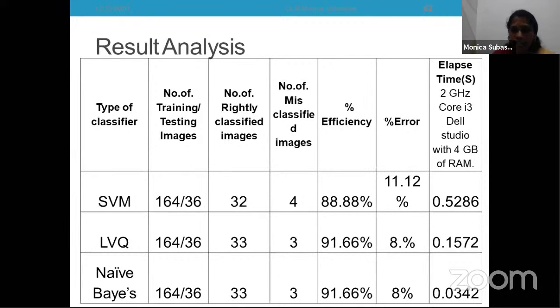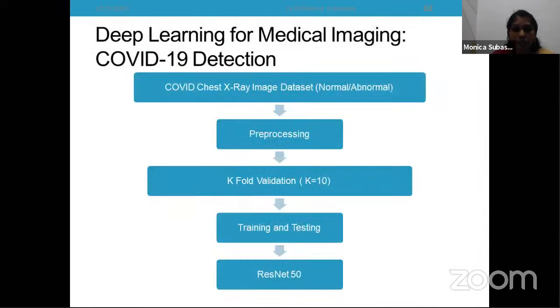I reached only 91%. But if I apply deep learning, I can improve this accuracy and efficiency still more. But what is the challenge? The number of images. That is the challenge. Even now, I didn't get a proper data set from the hospital, because right now we are facing difficulties in accessing the data sets.